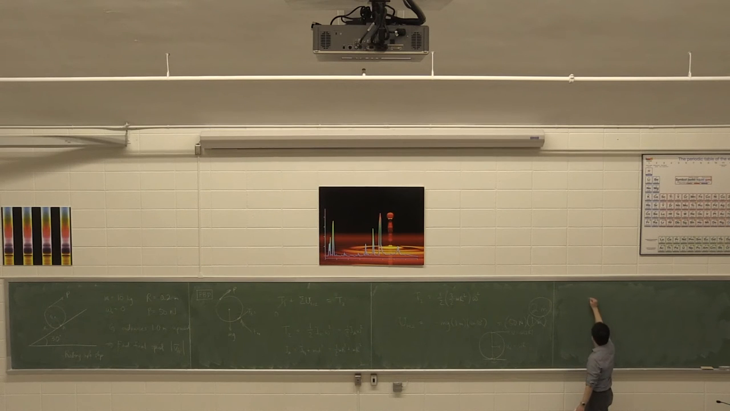So I'm going to now give you the final numbers. Yes, this is negative 49 plus 100. So this is 51 joules. And so what we have is 0 plus 51 joules is equal to that 1/2, 3/2 MR squared omega squared.